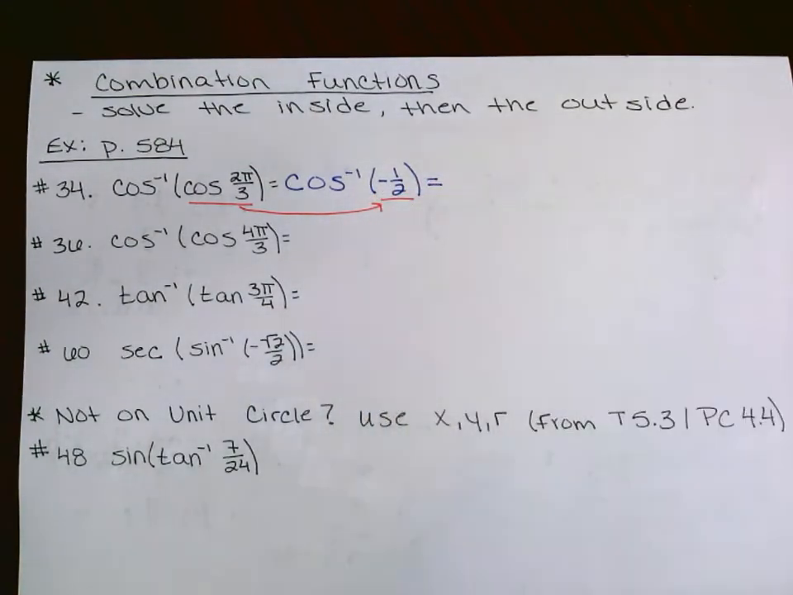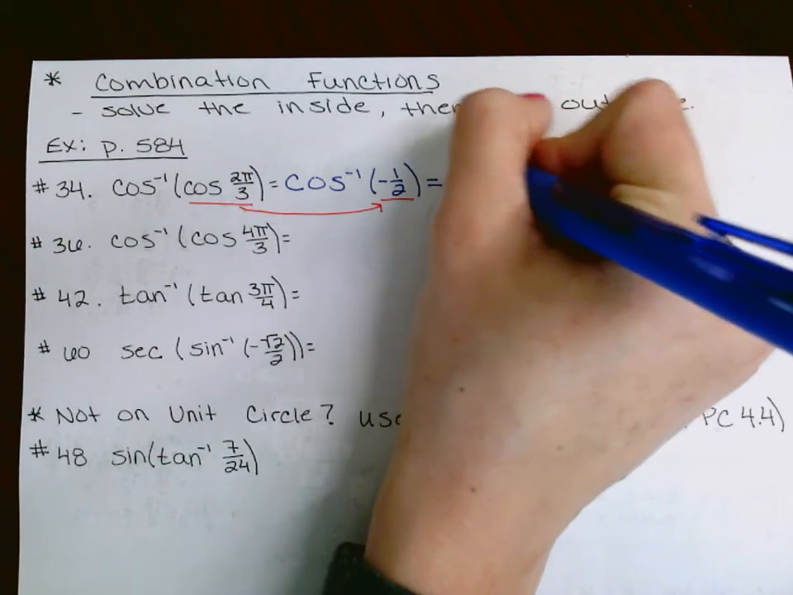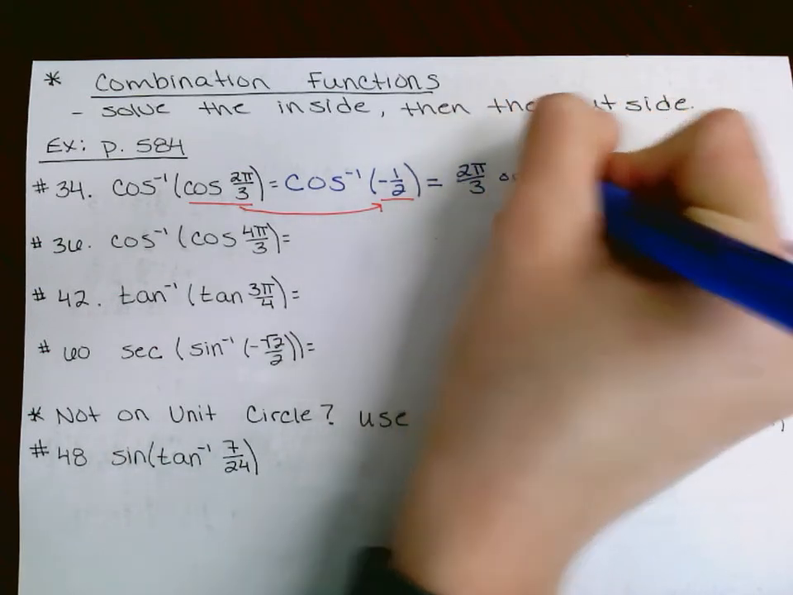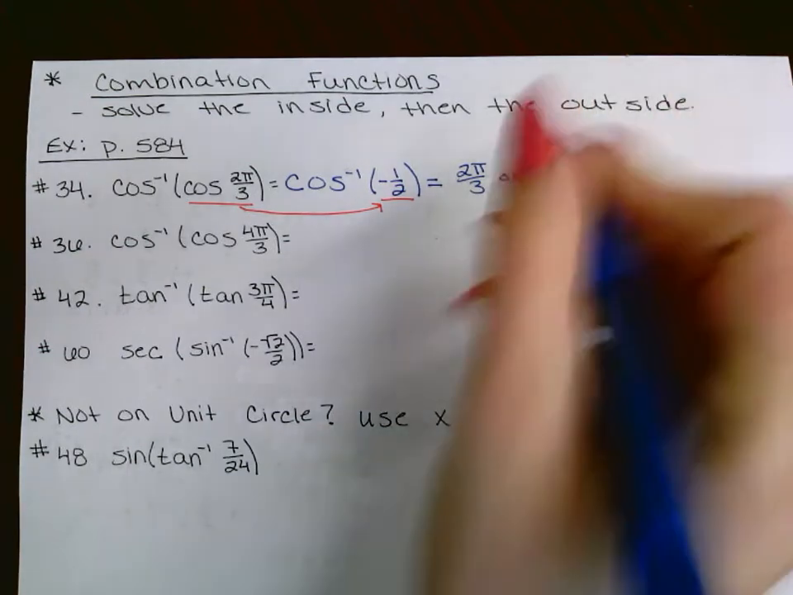Based on the notes today, inverse cosine means I'm looking at the top of the unit circle. When does cosine equal negative 1/2? Say it again. Nice. At 2 pi over 3 or 120 degrees.